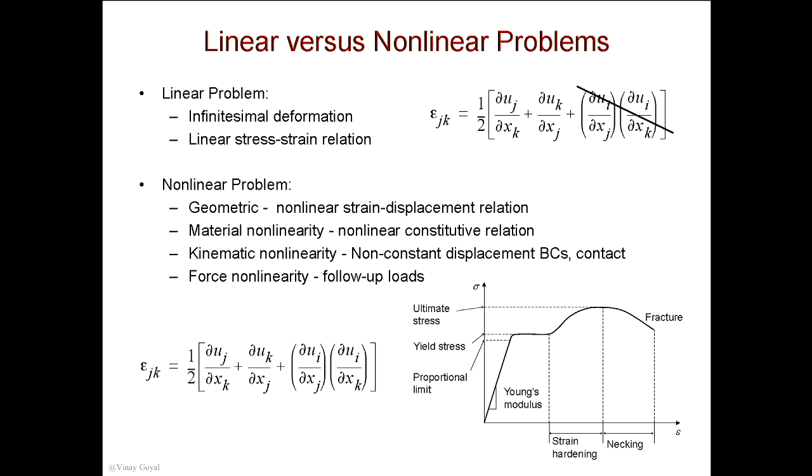Material nonlinearity is another source, basically a nonlinear stress-strain curve. Kinematic nonlinearity, where your boundary conditions are changing, is a source of nonlinearity. Or follower loads, where the load follows how the structure deforms. In this case, that's also a nonlinear problem that needs to be considered. Any questions on this? You guys understand the sources of nonlinearities?